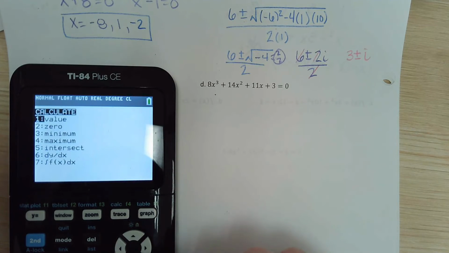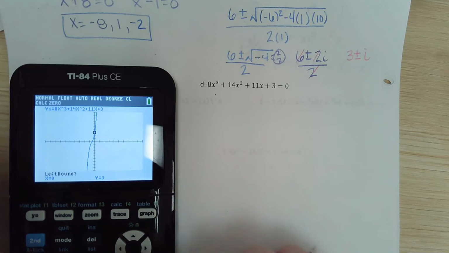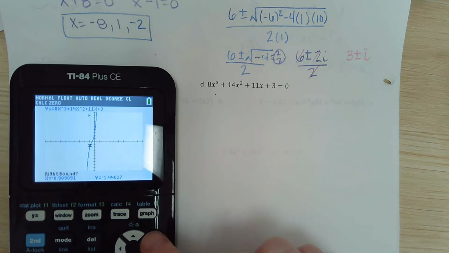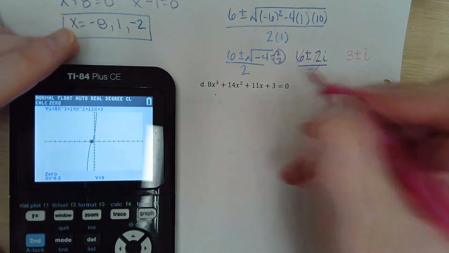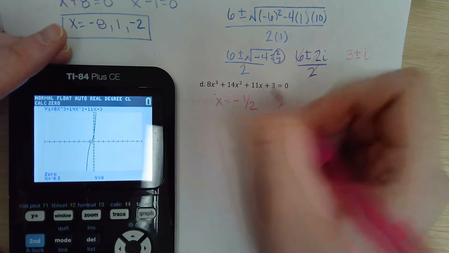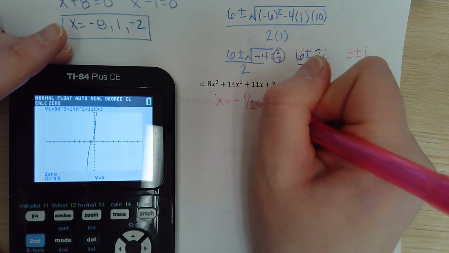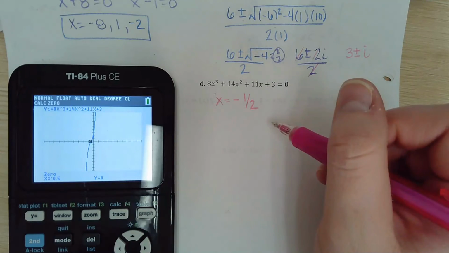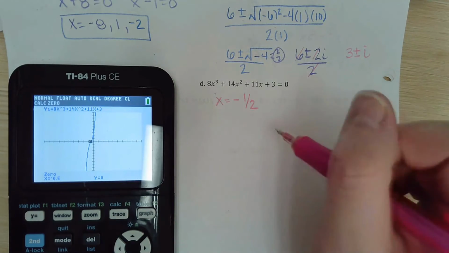Second calc, 0. So I'm going to go left bound, right bound, and enter. And my 0 is at negative 1/2. So x equals negative 1/2. Since this x-value that gives 0 is a fraction, I cannot do synthetic division.